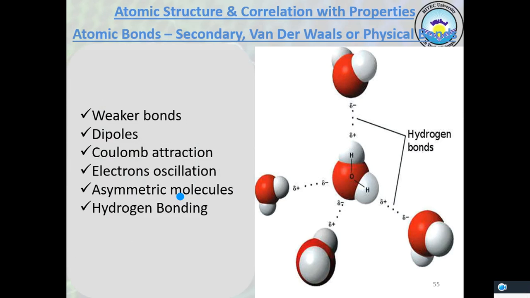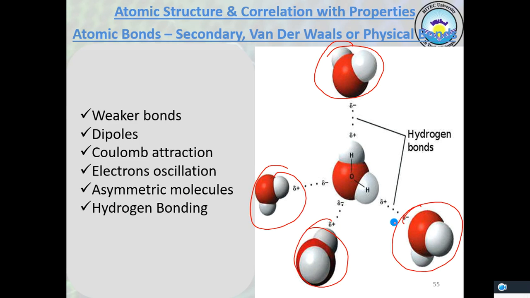Now we can see the secondary bonds, that are basically the van der Waals forces. They are very weak forces that exist between molecules. For example, in water, H2O, you can see between water molecules we have hydrogen bonds. Hydrogen bonds are stronger than van der Waals forces. But normally overall they are considered weak bonds.